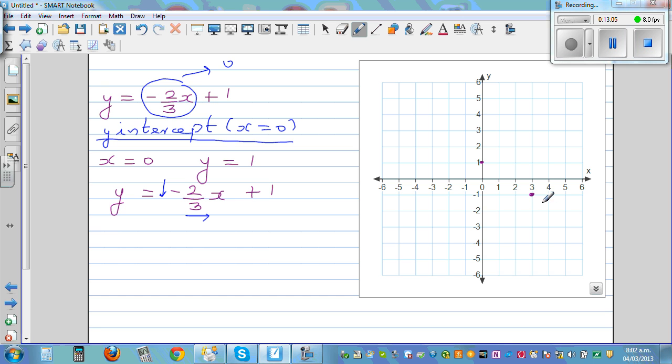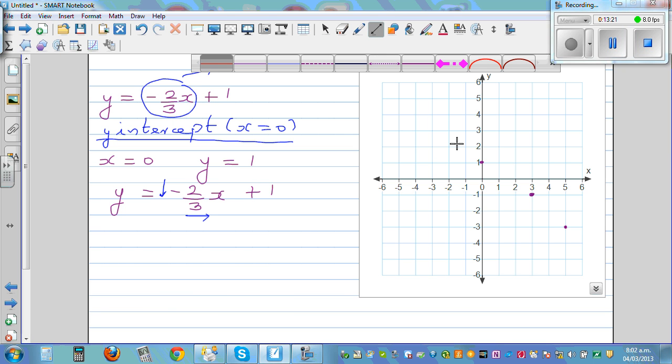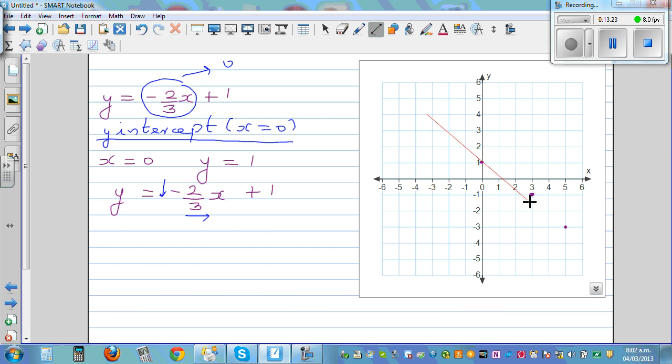I'll show this using a graphic calculator to be fast. So then you're going 2 down, 1, 2, and 3 across. And this is enough. And then you join the points. This is the equation. Negative means it's sloping down. Let me join this properly.